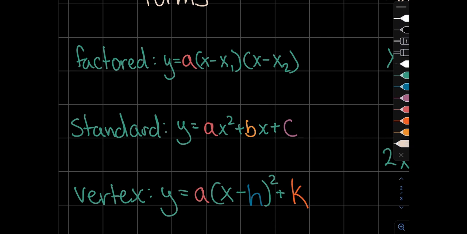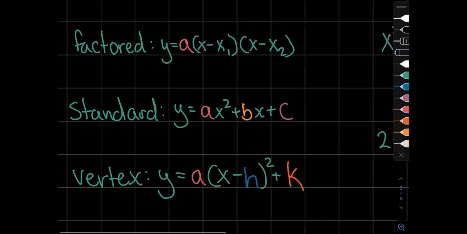You can disregard a just because it's a scalar, as I mentioned in the previous video. It doesn't really have any effect on the solutions, but it has an effect on the look of the graph. So factored form can tell you the solutions of an equation.